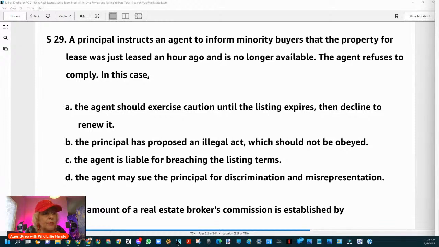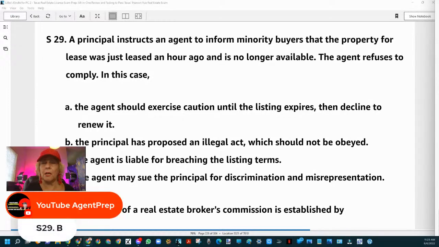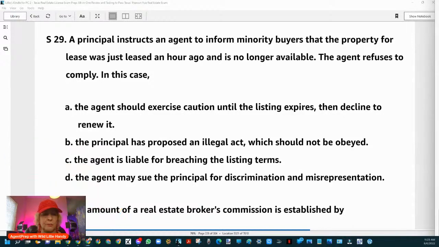Listing agent can terminate the contract, the listing agreement. If the seller wants to continue doing that, then I highly recommend that the listing agent terminate the contract, terminate the listing. Okay. We do not want to be involved in any situation that discriminates.